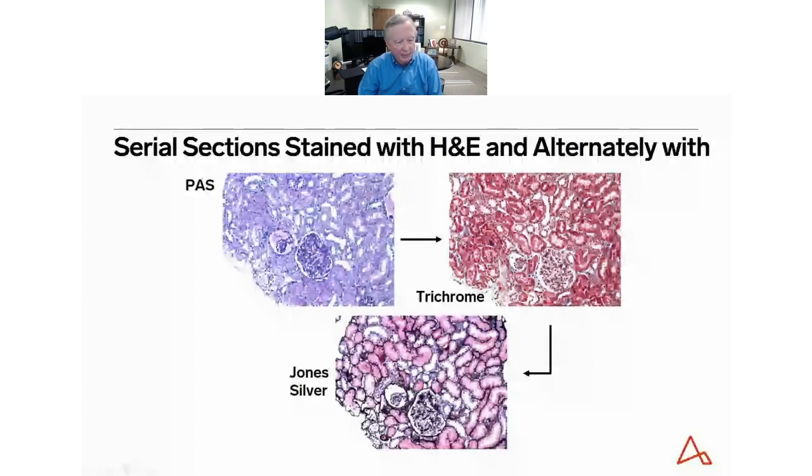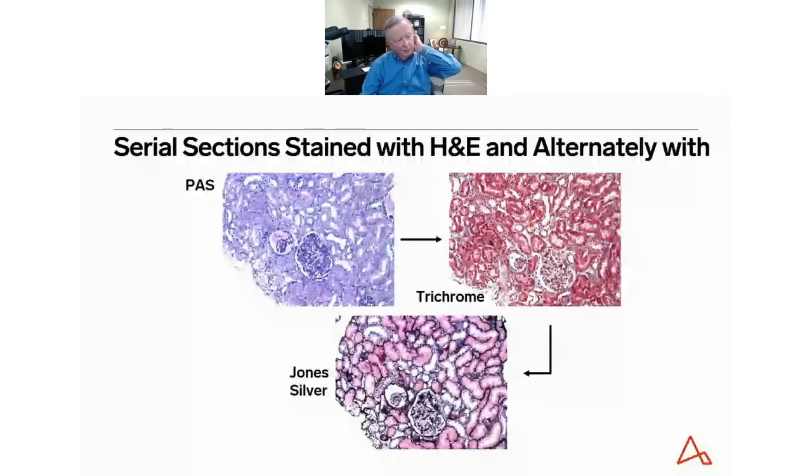You can even, oops, back to the laser pointer. Once I get through there, it goes away. You can barely make out at this low power. I took these pictures to show you the serial sections, but you can make out that there's basement membrane highlighting here. PAS positive brush border is here in the proximals, but not in distals.